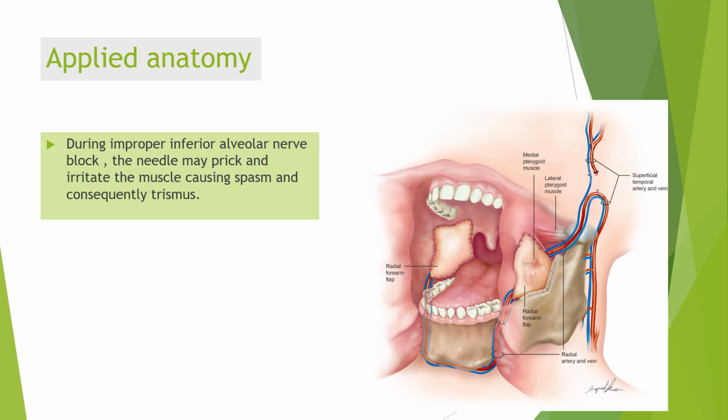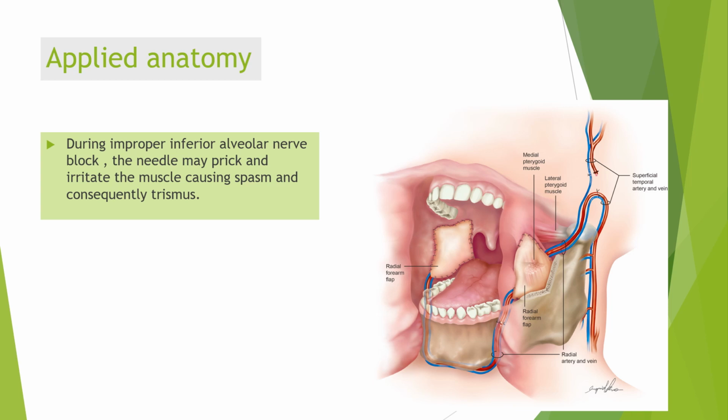During improper inferior alveolar nerve block, the needle may prick and irritate the muscle, causing spasm and consequently trismus. So we need to take care of this muscle while we are giving inferior alveolar nerve block to a patient.